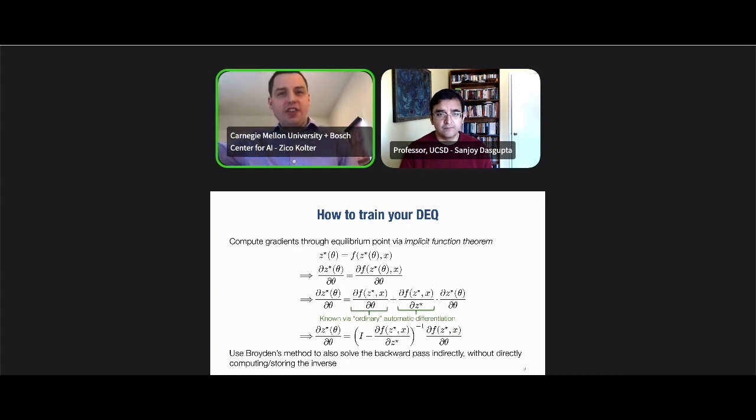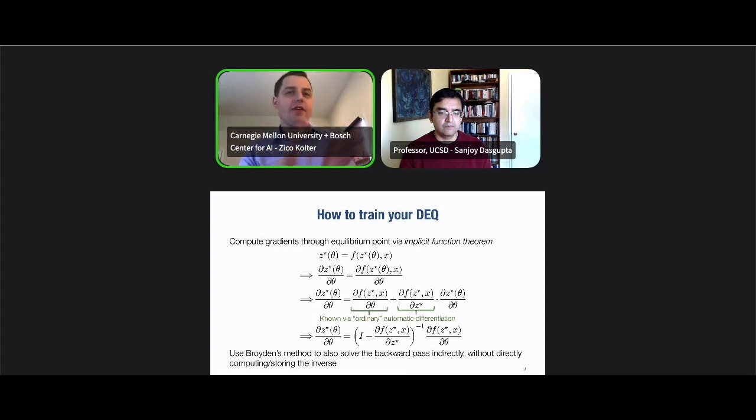Plus, if I now differentiate the other term, I get the Jacobian of f with respect to z star times the Jacobian of z star with respect to theta. That second implication arrow is just a simple application of the chain rule of multivariate calculus. Now we have a linear equation where the two terms I'm highlighting in green are just standard automatic differentiation terms. You can compute them with TensorFlow or PyTorch or whatever you want. What's unknown is the term on the left-hand side, and also the same term on the right-hand side, which is the actual Jacobian that we want to compute.